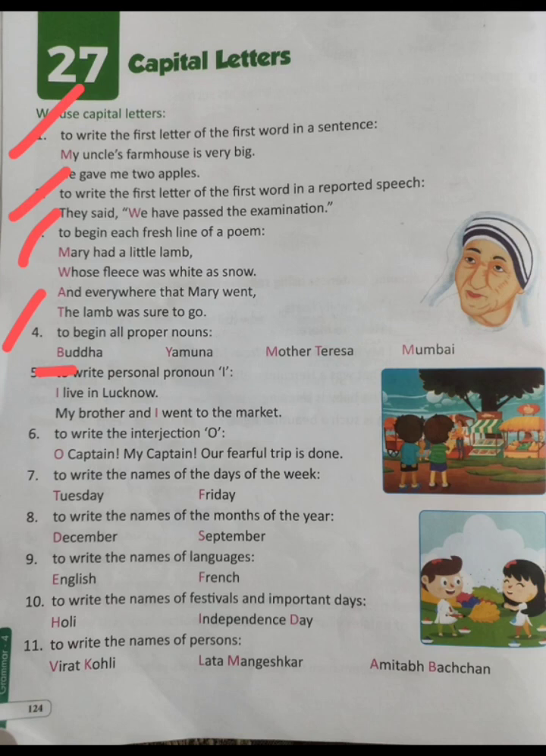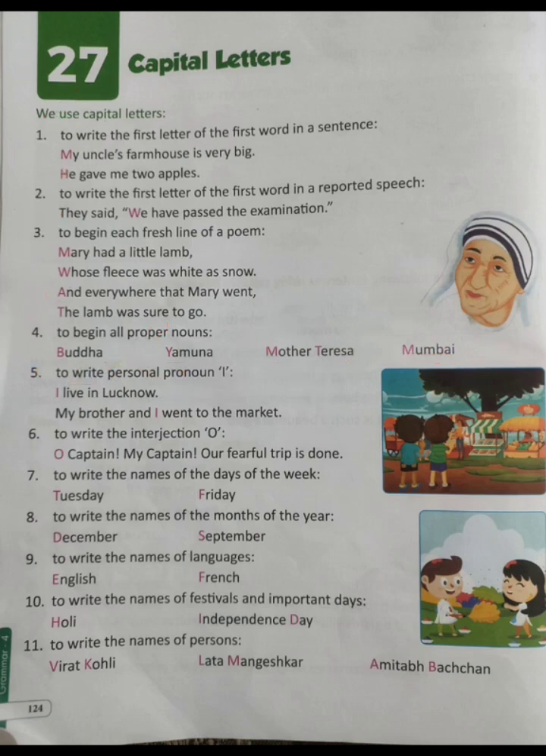Okay, I hope the fourth rule is also clear. To begin all proper nouns, use a capital letter. It means the first letter should be capital. Four examples are given. The first one is Buddha, Yamuna, Mother Teresa, and the fourth one is Mumbai.